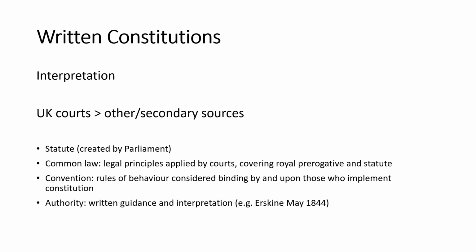UK courts can also go to convention, that is, rules of behaviour that are considered binding by and upon those who implement the Constitution. So convention, fundamentally that means the way that we do things around here, or the way we've always done things. It can also depend on authority, and that is written guidance and interpretation. So, for example, the classic case is Erskine May, 1844, who wrote a massive compendium of documents on guidance and interpretation for judges, but also judges will go back to what earlier cases have said and what earlier judges have ruled in earlier cases as well.